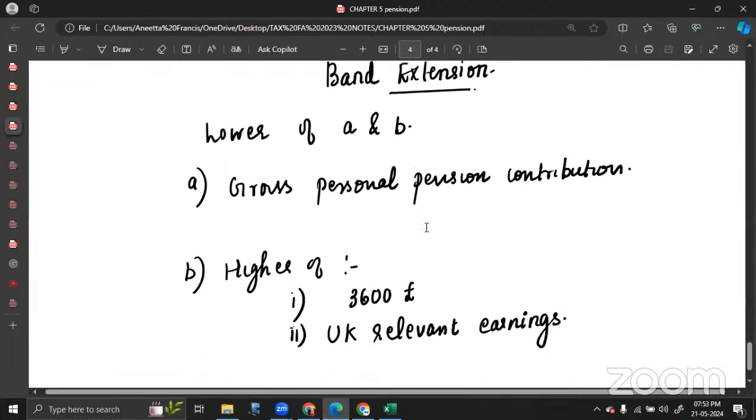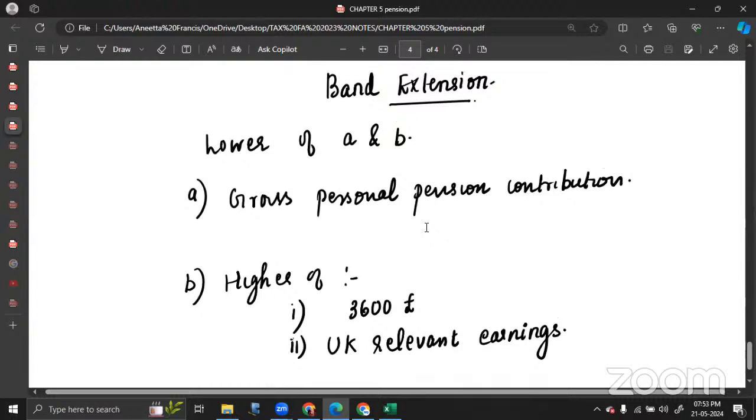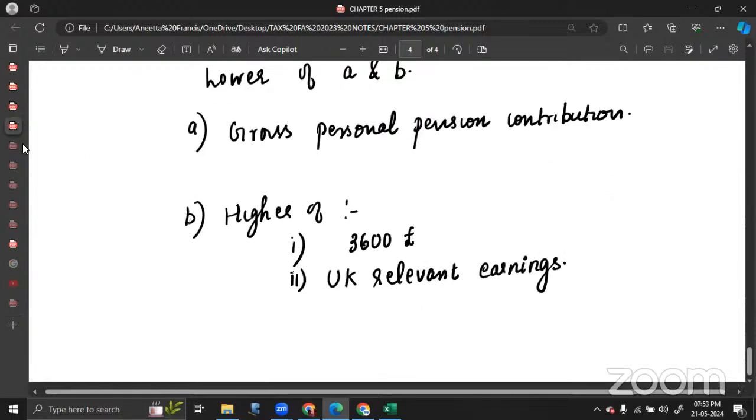And remember, after studying pension, when you do the band extension, it is the lower of A and B, which is the gross amount of personal pension contribution, and the higher of 3,600 and UK relevant earnings.